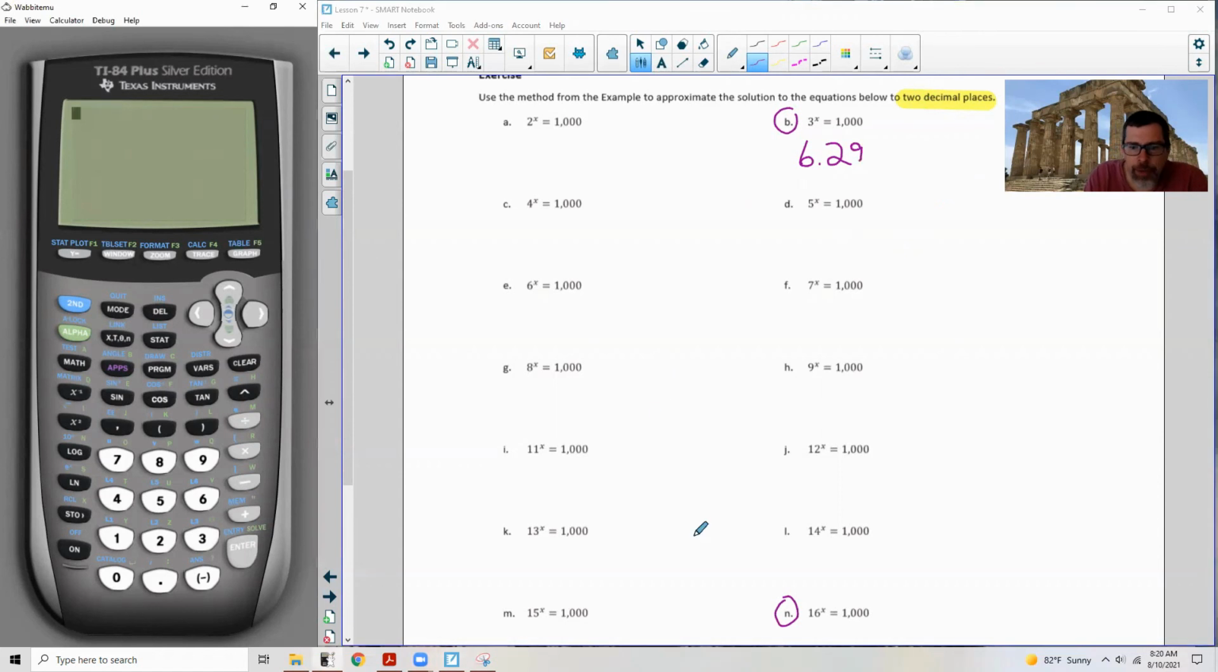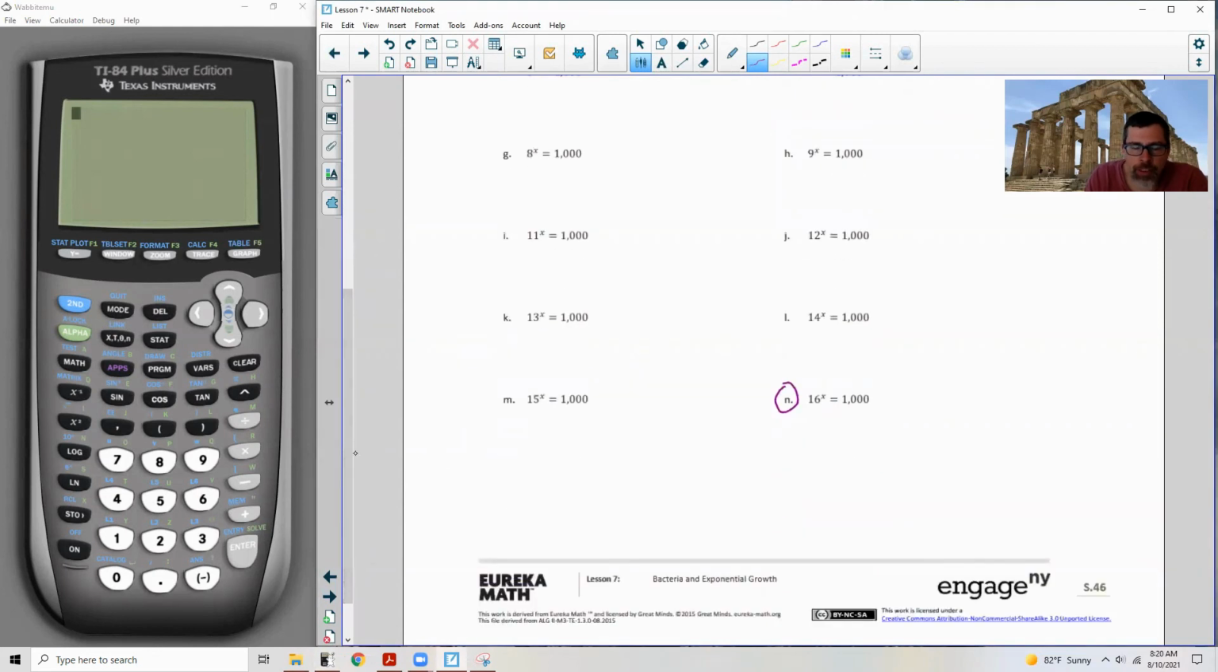All right, so now I'm going to do N. N is 16 to the power of something equals 1,000. So I'm going to go 16 squared, 256. 16 to the third, 4,096. See how quickly it grows when the base is bigger? 16 to the fourth, 65,000. Way too big. So I now know it is 2 point something. Here's how I'm going to do this to save time. I'm going to go halfway.